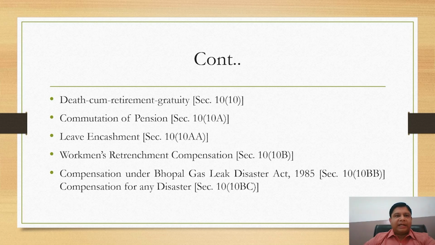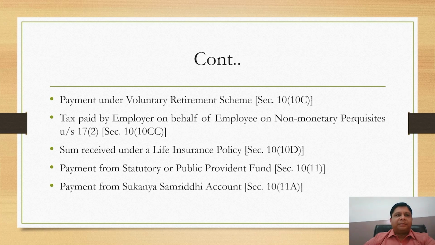Death cum retirement gratuity, it is exempted. Commutation of pension, it is exempted. Leave encashment, it is exempted. Workman retrenchment compensation, it is also exempted. Compensation under Bhopal Gas Leak Disaster Act 1985, fully exempted. Compensation for any disaster, exempted. Payment under voluntary retirement scheme, exempted. Tax paid by employer on behalf of employee on non-monetary perquisites, exempted.